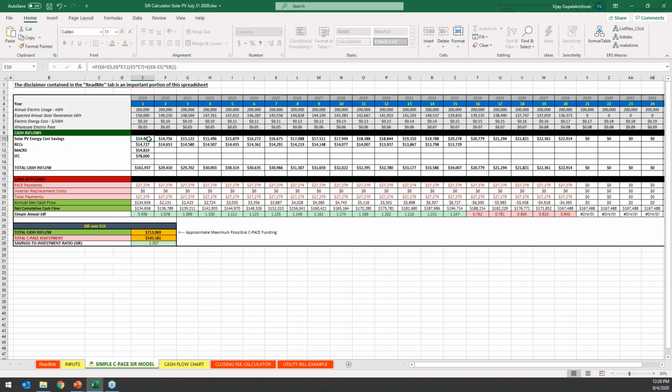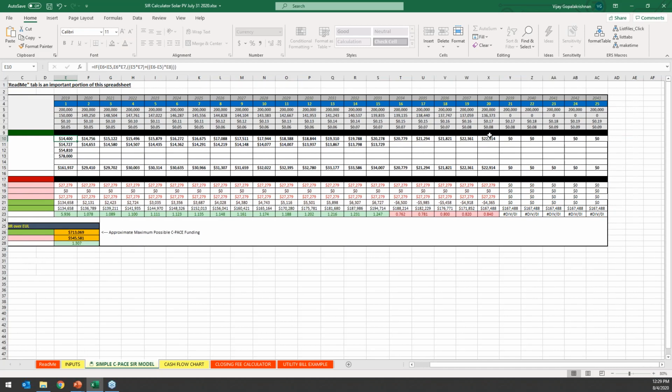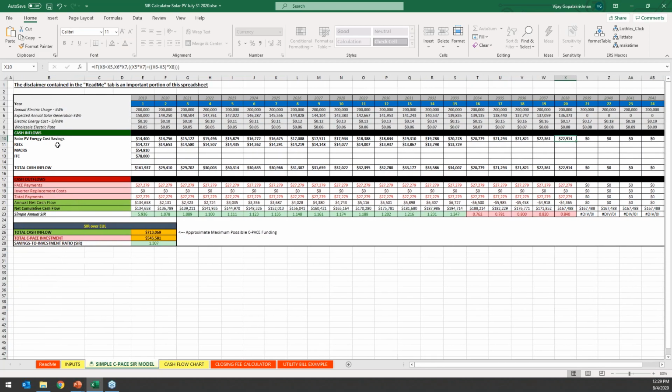So you have the energy cost savings, which is essentially, in this case, a product of the generation and the electric energy cost. And you run that for 20 years because the effective useful life is 20 years for this project. So you run that for 20 years.